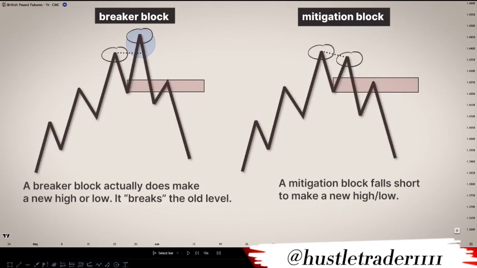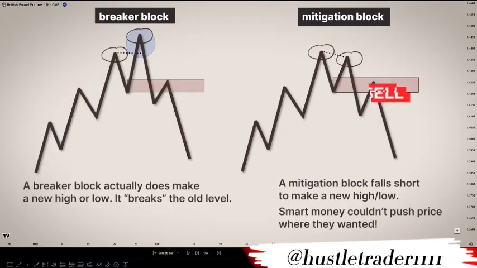And why does this matter? Well, it's all about understanding what the big players are up to. A mitigation block suggests they couldn't push price where they wanted. Maybe there wasn't enough liquidity, or maybe opposing players stepped in. For you, it's a heads up. If you see a mitigation block form, it might be time to start looking for a reversal.